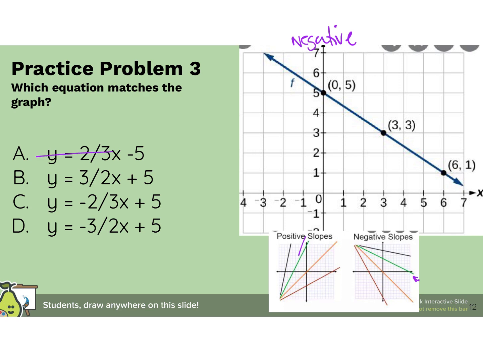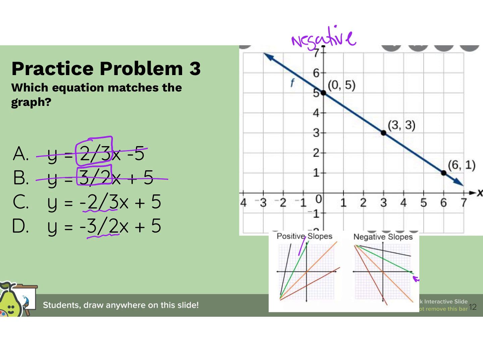So A is positive and B is positive because this first number right here is the slope and these were positive, so that can't be right. So now I have to figure out, is the slope -2/3 or -3/2? We have to get the order correct.